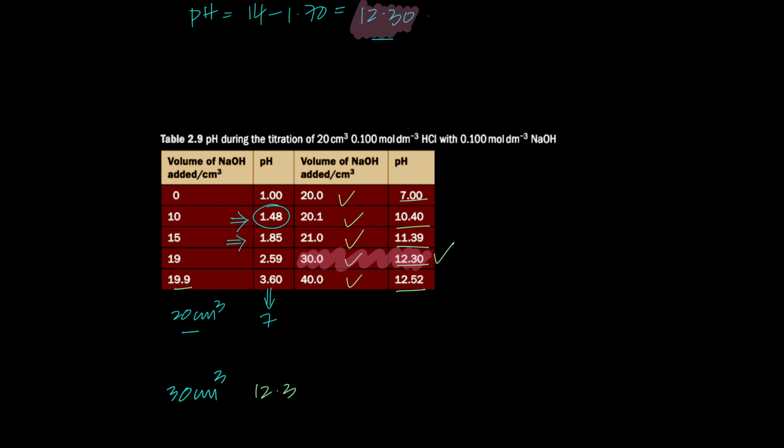Now, are you expected to calculate these values? The answer is pretty simple. No, you're not expected to know and calculate these values. What you're expected to know is that from 19.9 you had a pH of 3.6, and at exactly 20, you go directly from 3.6 to 7. It's a sharp increase, actually a vertical line, and then that vertical line starts to flatten out slowly and gradually, up until 12.52.